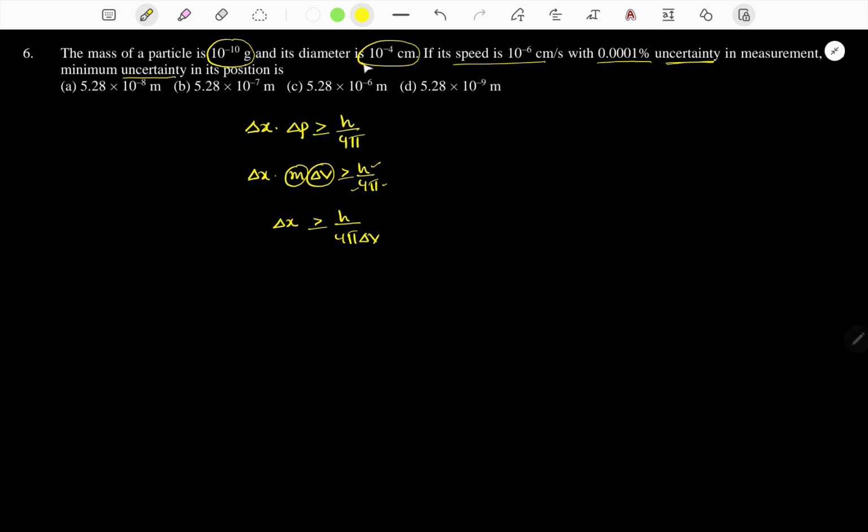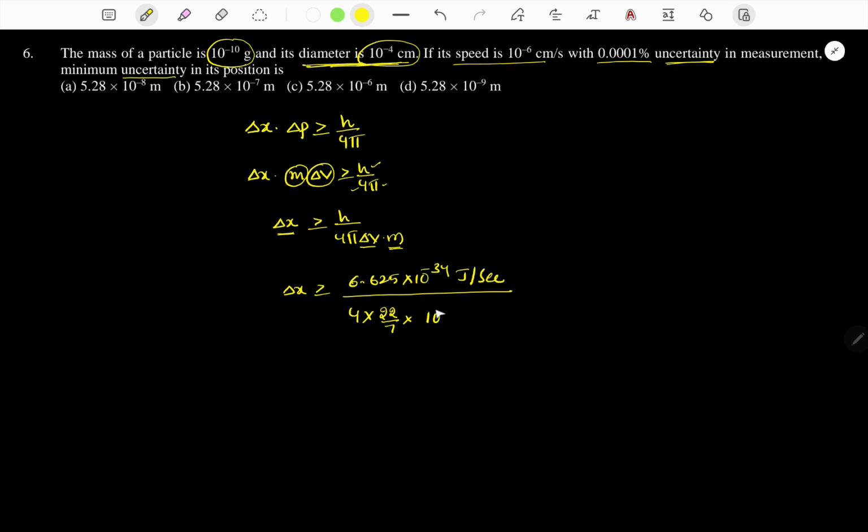And the total diameter is 10 power minus 4 centimeter. So the particle diameter is not necessary for us, because in the formula we have only delta v value, mass value and uncertainty in the position. Therefore, uncertainty in the position is greater than or equal to h value 6.625 into 10 power minus 34 joules per second upon 4 into pi value 22/7 into uncertainty in the velocity.